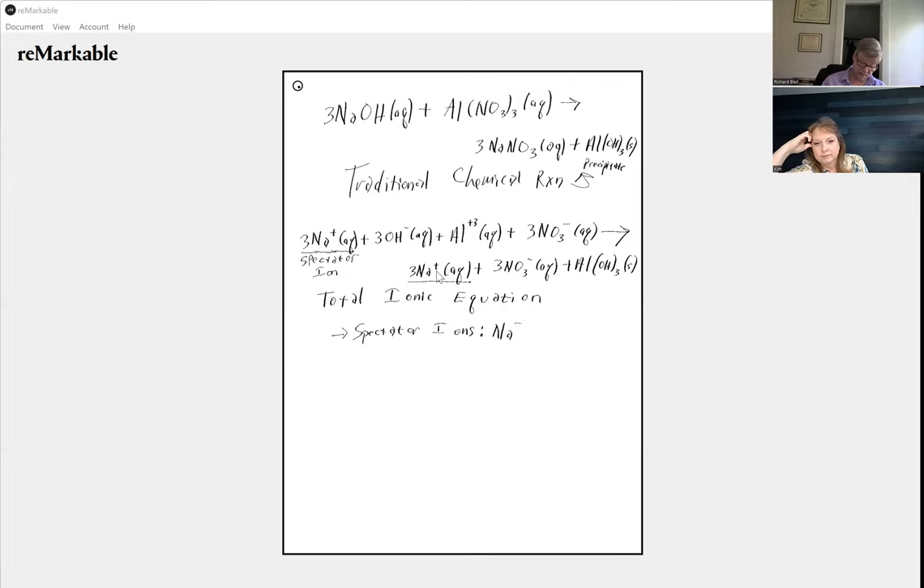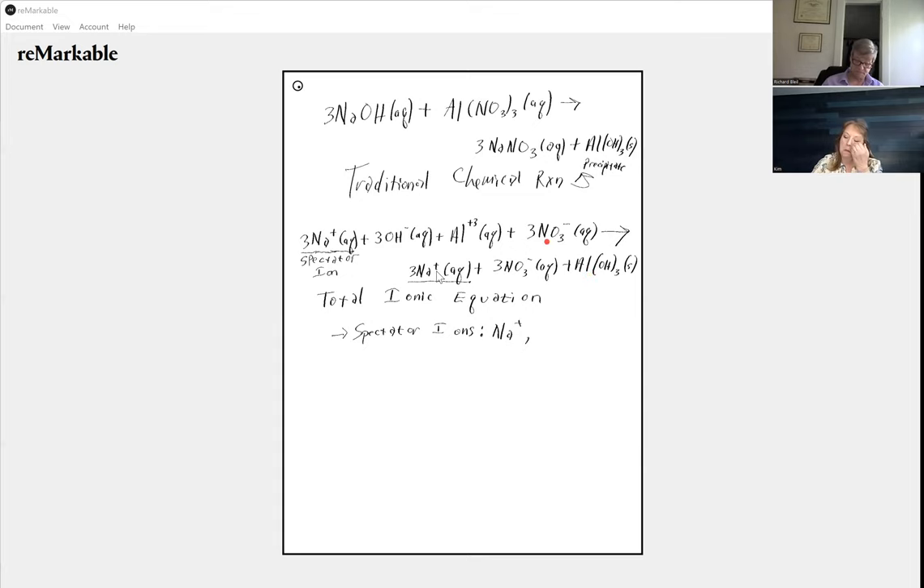What do you think? Is aluminium a spectator ion? Or does it change in the reaction? The aluminium is an ion on the reactant side, but it's part of a product on the product side. It's part of a compound. So the aluminium is not a spectator ion.